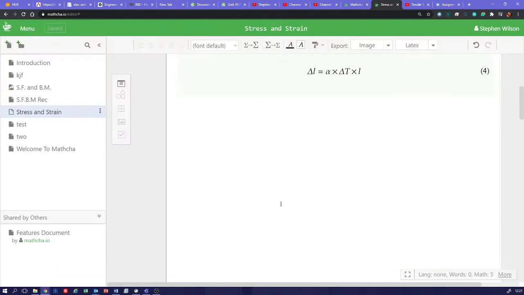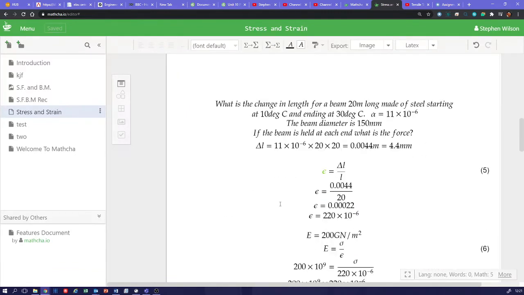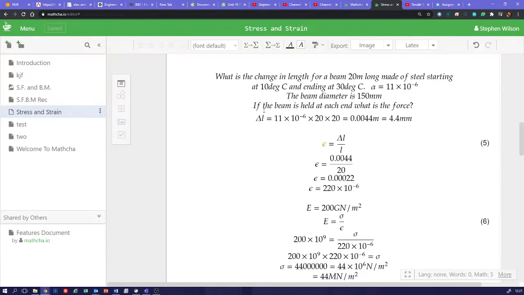I'm glad you asked. So here's our question. What is the change in length for a beam 20 meters long, made of steel, starting at 10 degrees C and ending at 30 degrees C? Alpha equals 11 times 10 to the minus 6.